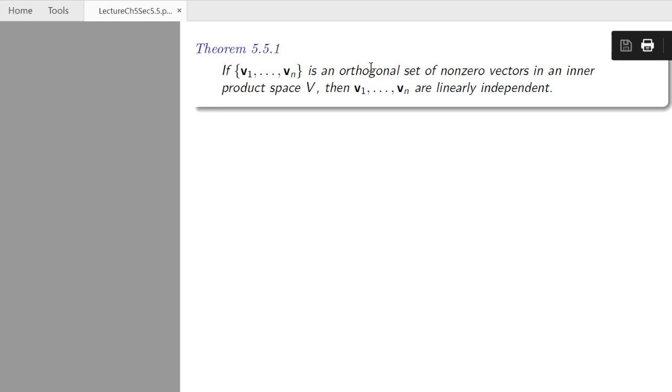Theorem 5.5.1. If v1, v2 to vn is an orthogonal set of non-zero vectors in the inner product space V, then these vectors are linearly independent. Now, here there is an important assumption. We assume each of the vectors in the set is non-zero. If one of them is 0, then we cannot conclude these vectors are linearly independent.